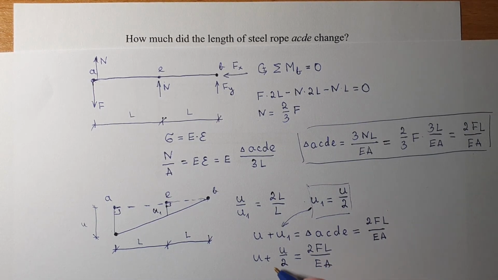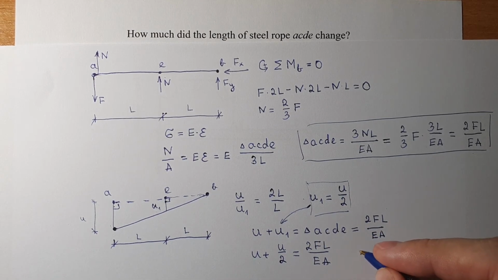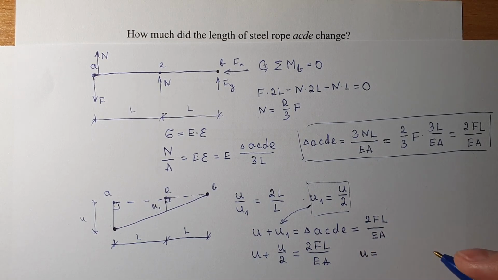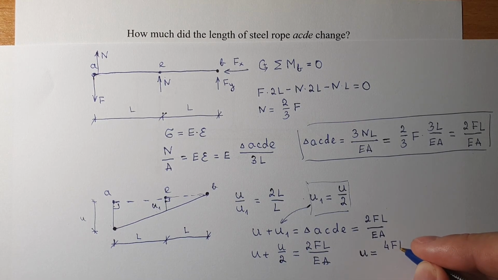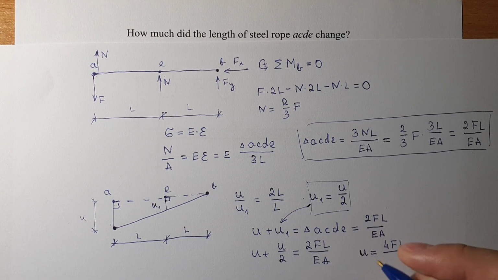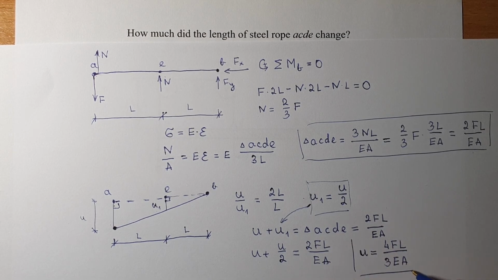So now from this we get that U is equal to 4FL divided by 3EA. So that is the answer.